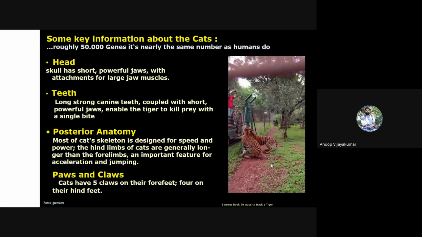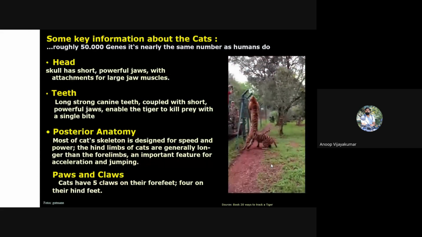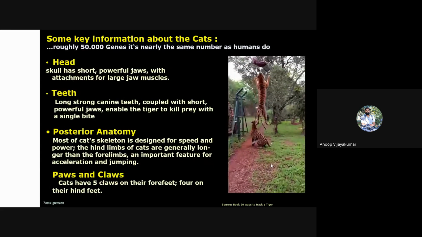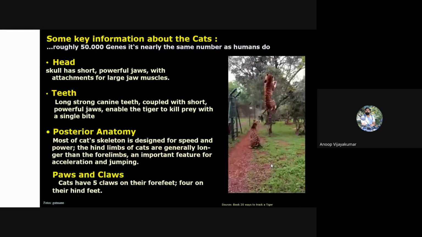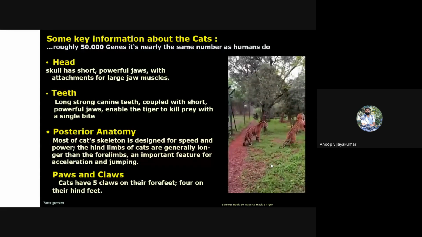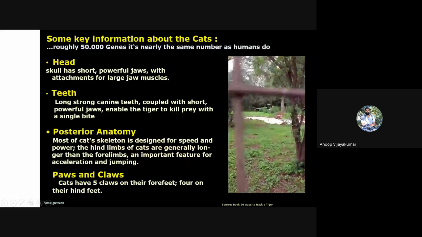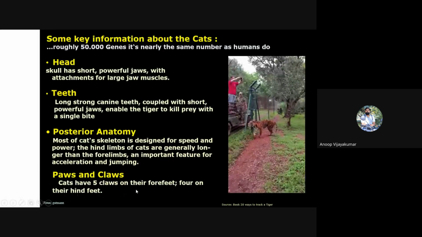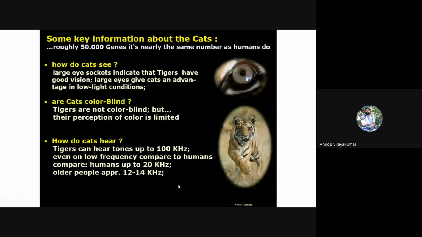They have very long, strong canine teeth, 5 to 7 centimeters long. With a single bite, they kill the prey. They have very short, powerful jaws, with five claws on their forefeet and four on their hind feet. Those are their morphological characters.